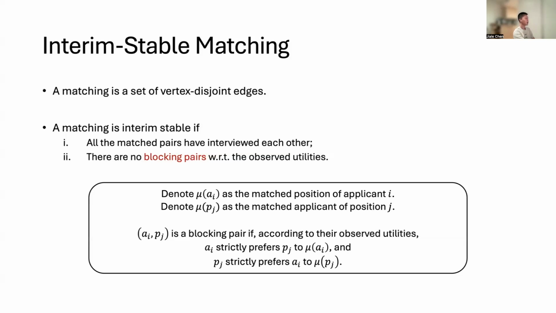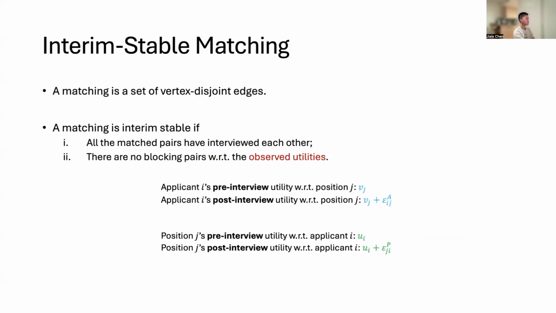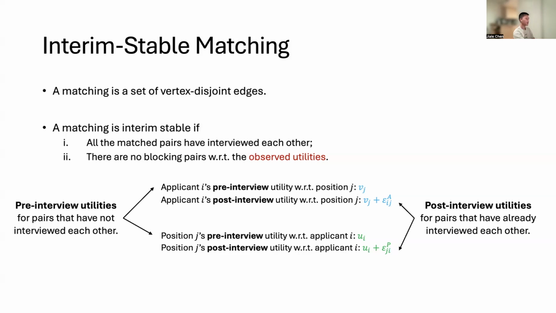So the blocking pairs are defined based on the observed utilities, and the observed utilities are defined based on the pre-interview utility and post-interview utility in the previous slides. For pairs that have not interviewed each other, the observed utilities are the pre-interview utilities. While for pairs that have already interviewed each other, the observed utilities will be the post-interview utilities. So this is a definition of an interim stable matching that we want to find in this model.